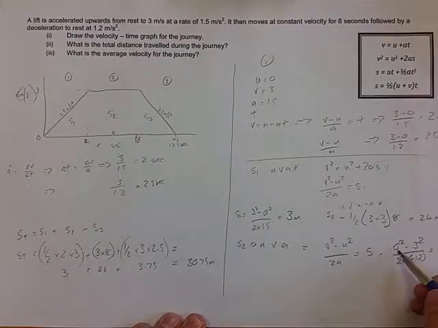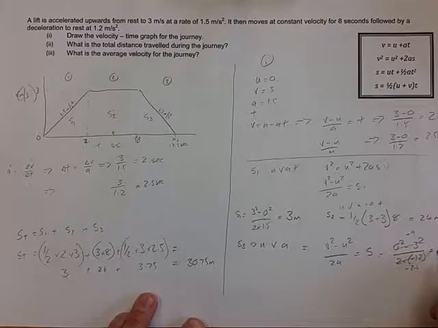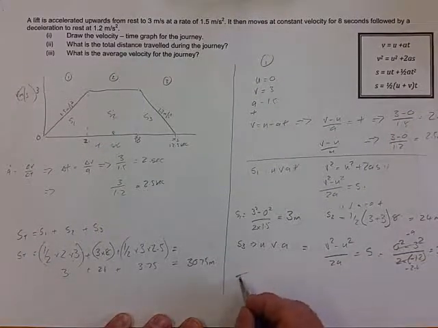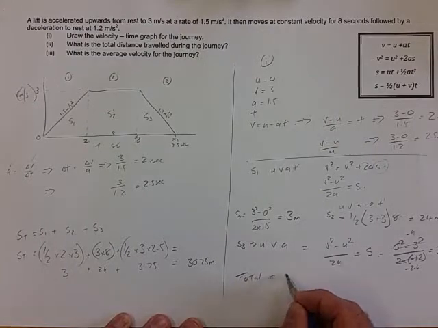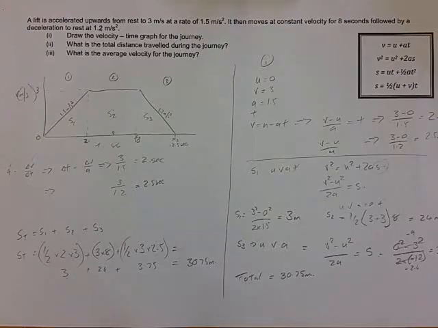So 0 squared minus 3 squared, so that's minus 9. 2 times negative 1.2 gives us negative 2.4. So minus 9 divided by negative 2.4, and I think you'll find that comes out at 3.75. So again, our total distance equals 30.75 metres.